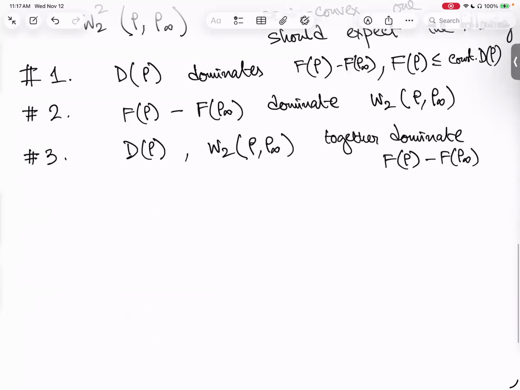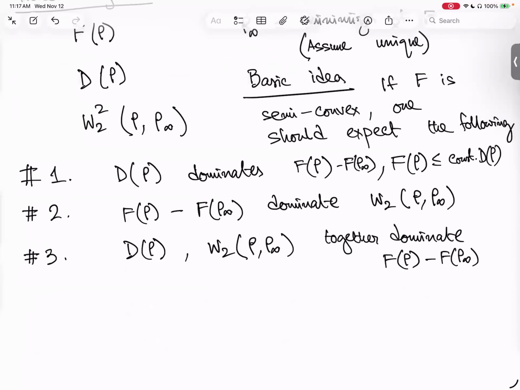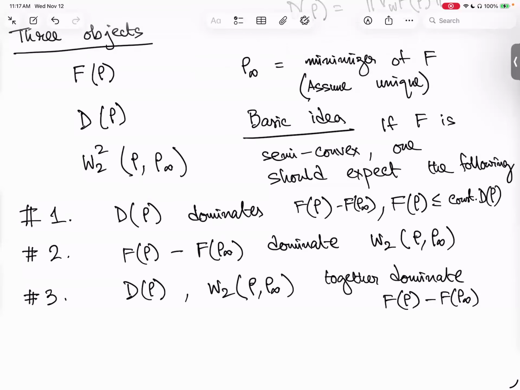How does the sign of F play in here? What if it's negative? No, that's why I'm always subtracting: F of rho minus F of rho infinity, where rho infinity is the minimizer, so that is always non-negative. Okay, got it. That's why I made this change.